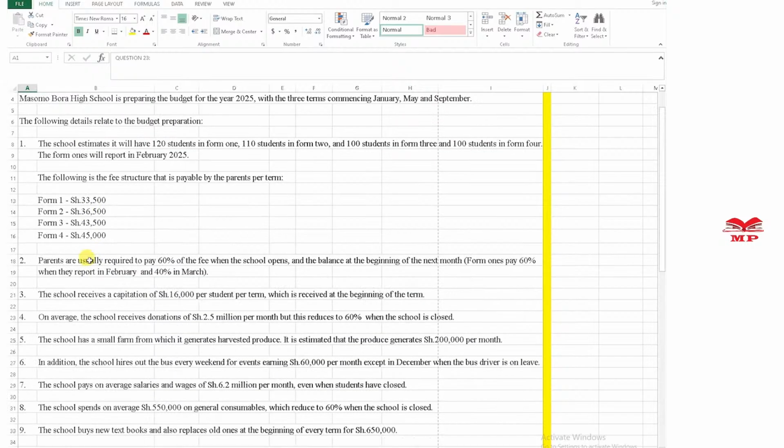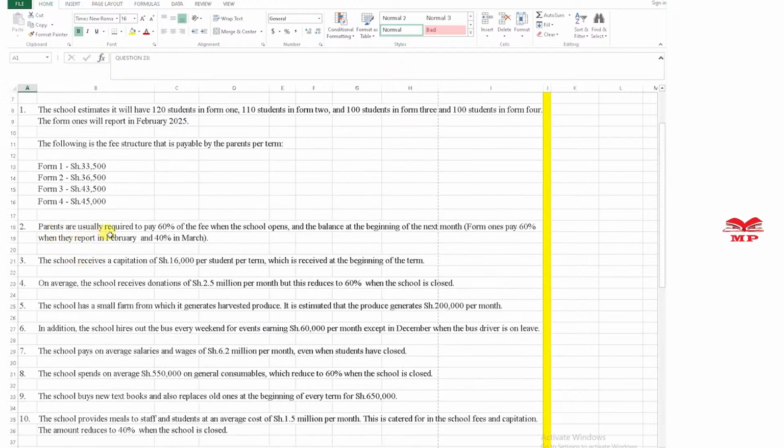Parents are usually required to pay 60% of the fees when the school opens. The balance at the beginning of the next month. Form 1s pay 60% when they report in February and 40% in March.